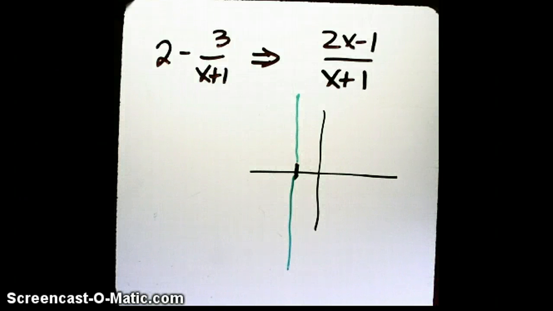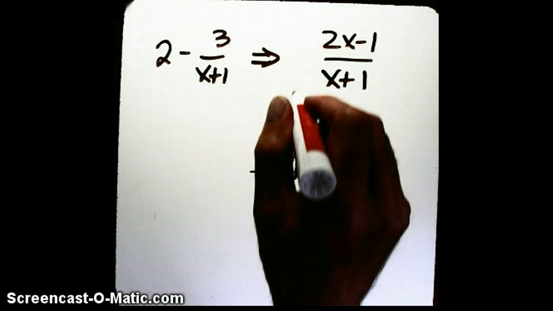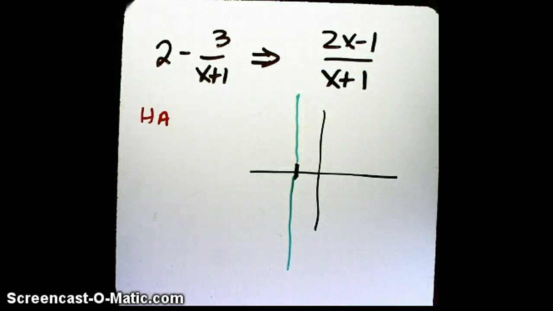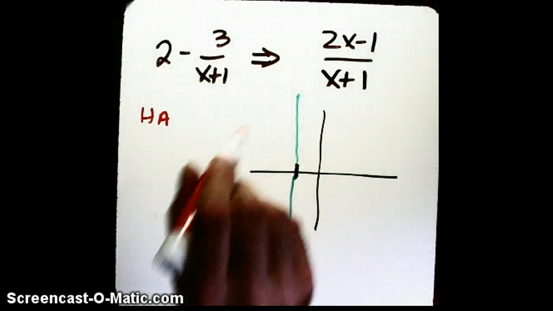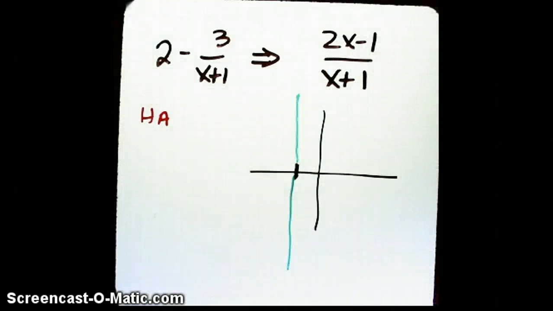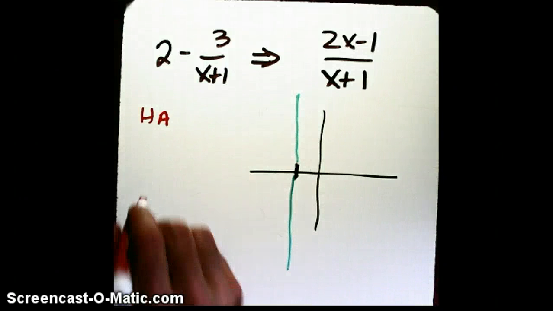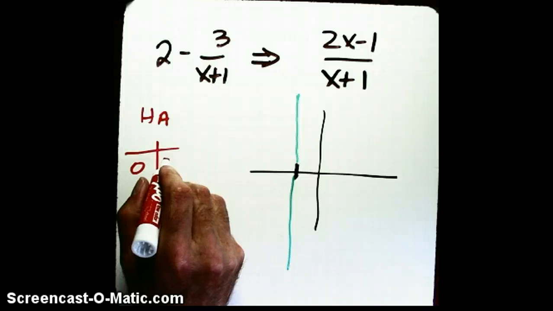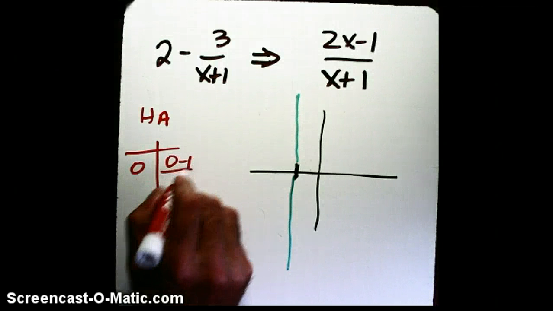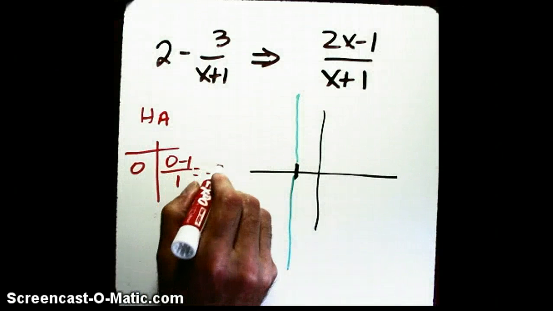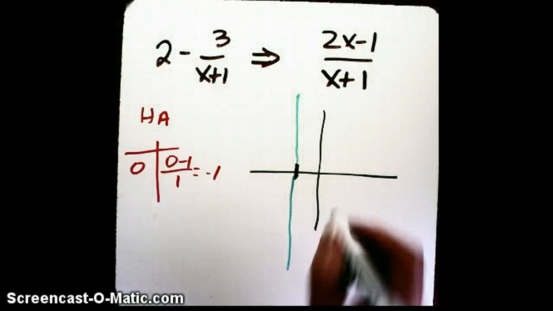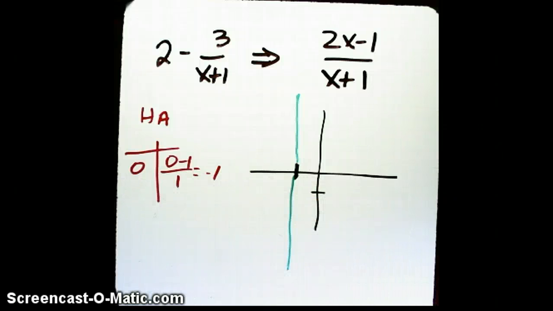Well, if we notice over here at the top, horizontal asymptote, I'm going to come to that in a second. But can we plug in a 0? Let's plug in a 0 to the function. That's going to be 2 times 0, which is 0, minus 1, over 1. Well, that's just -1. What is that telling us? It's telling us that the point (0, -1) is a point on the function.